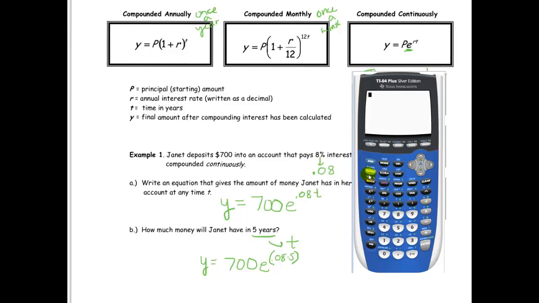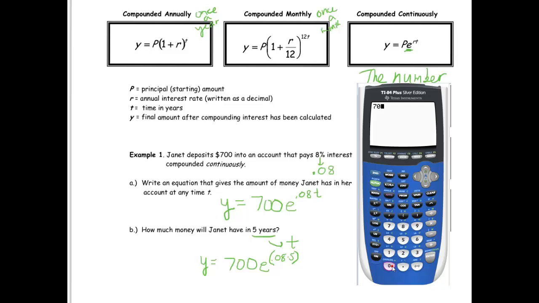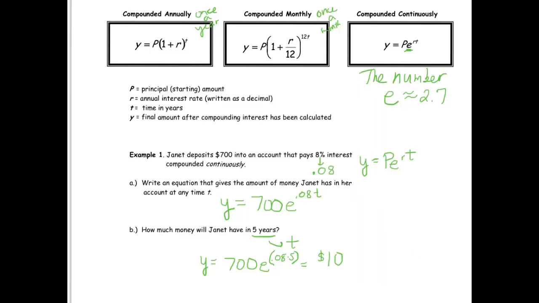So I'm going to type in 700. The number e is right here. It says e to the x. If you see it right here, I'm going to hit second ln. And now notice it already gives me the caret, which is perfect because I'm going to be putting in the exponent 0.08 times 5. And enter, and there's our answer, $1,044.28. Perfect. Let's try the next example.